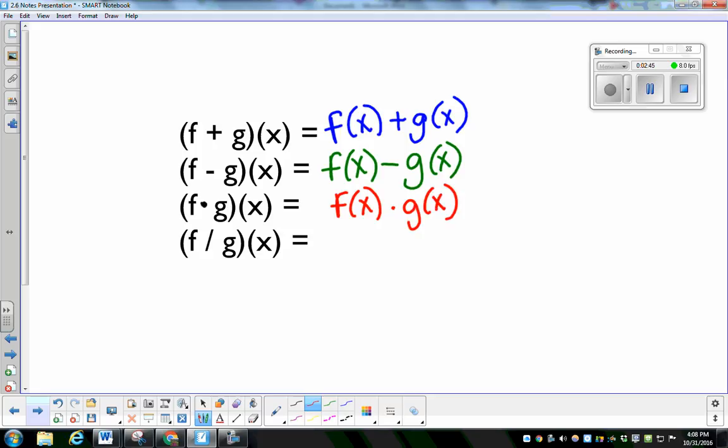And then lastly, if they say f divided by g of x, you're going to find f of x and divide it by whatever g of x is. That slash means division. I know it looks like a fraction maybe, but remember, a fraction is division. That's what that means. So we're going to do an example right here where we find all 4 of those things.